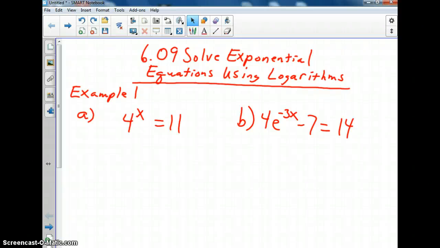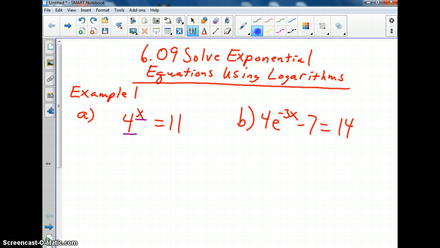Okay, so what you're doing today is you're learning how to solve exponential equations by using logarithms. Okay, so here comes the first thing. And these, as I said, are very easy lessons. Here comes the first thing you've got to understand. Your first job is to get the base and its exponent by itself.